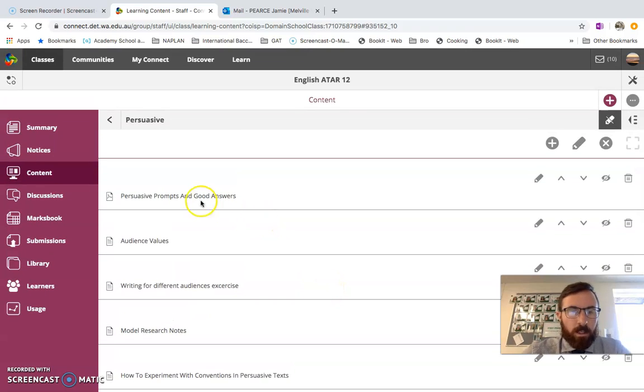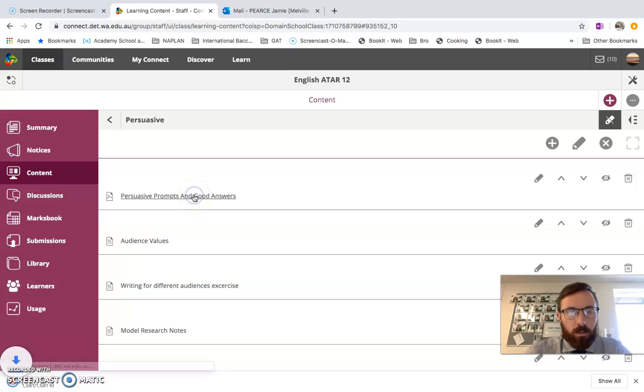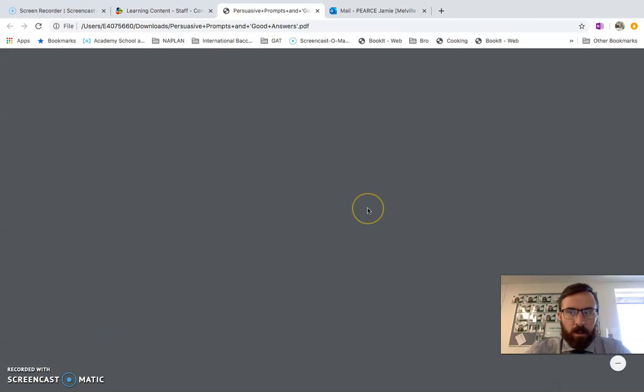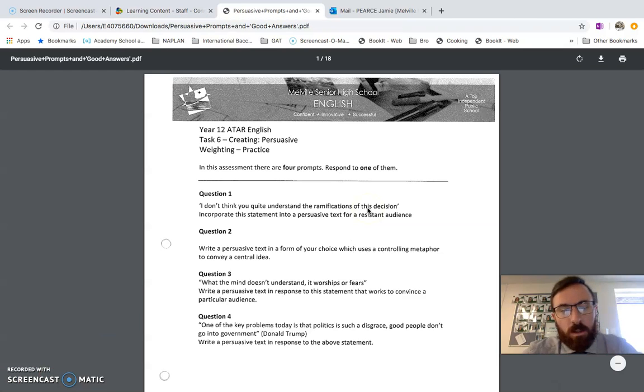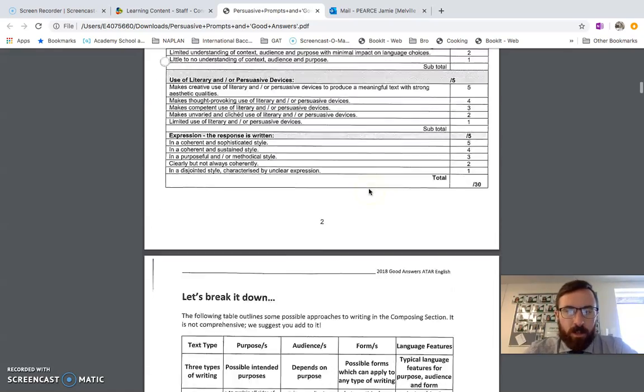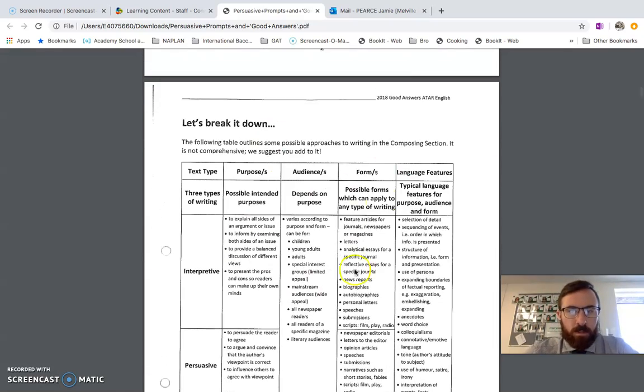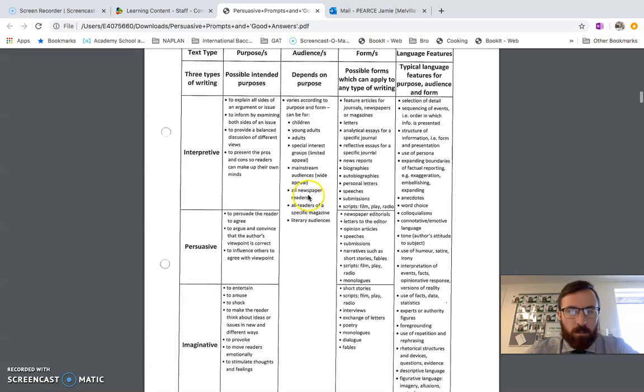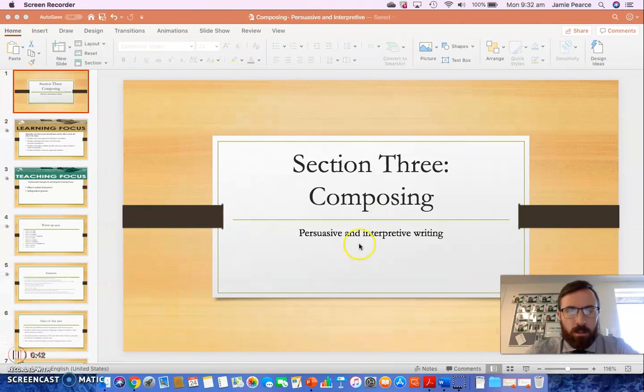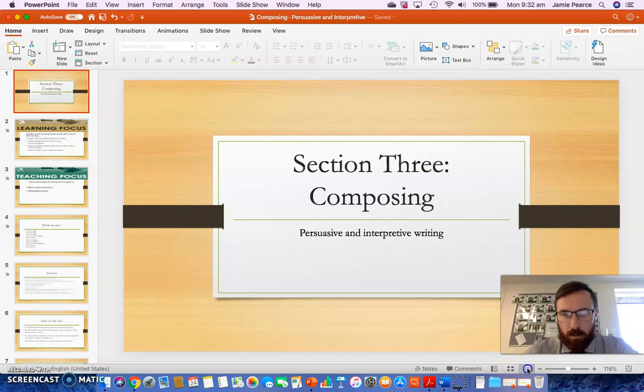One that you will need handy is the one that we handed to you on Friday, which is the Persuasive Prompts and Good Answers. So have that handy, or have a hard copy of that. And it looks like this, the one with the questions on it. So just have that ready to go, because I'll be referring to this part here in particular in the first few slides. So I'll quickly go back to this PowerPoint and make it full screen.